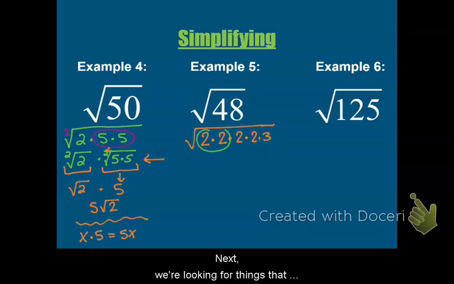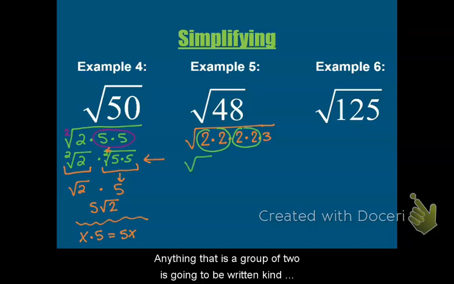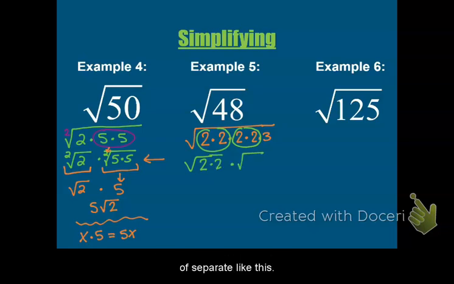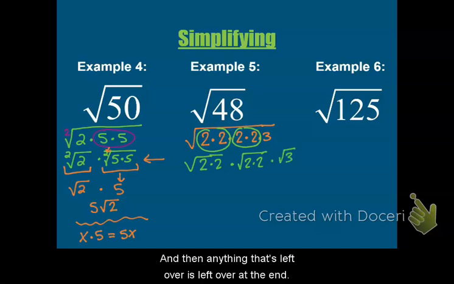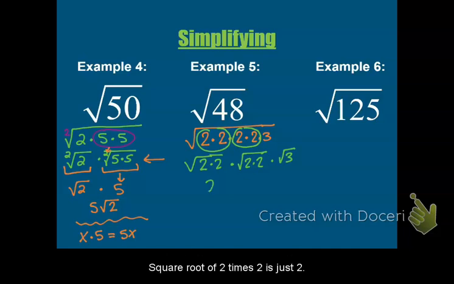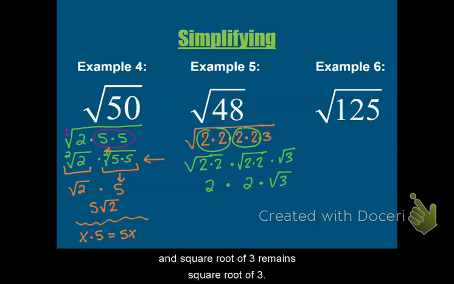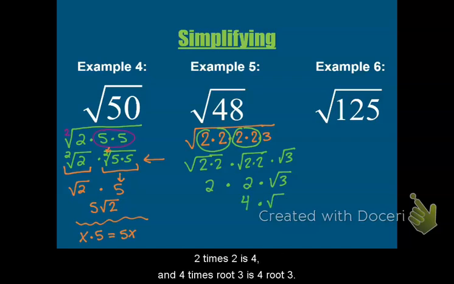Next, we're looking for things that come in groups of 2. Anything that is a group of 2 is going to be written separately like this. And then anything that's left over is left over at the end. The square root of 2 times 2 is just 2. The square root of 2 times 2 is just 2. And the square root of 3 remains the square root of 3. 2 times 2 is 4.